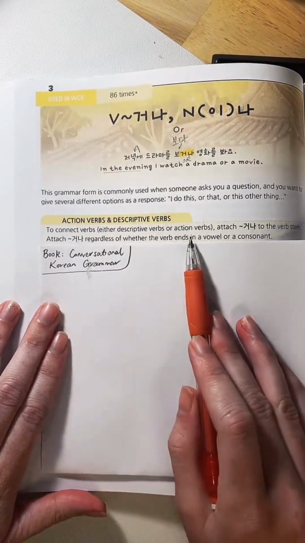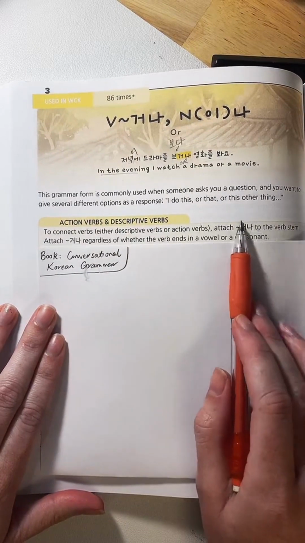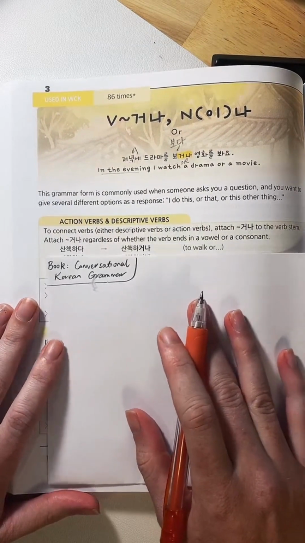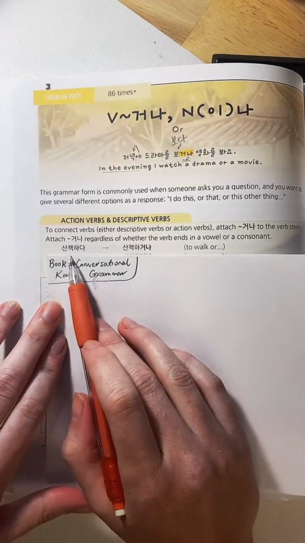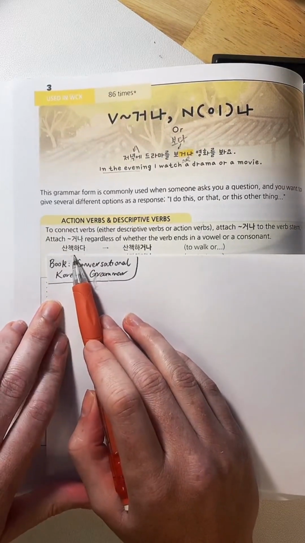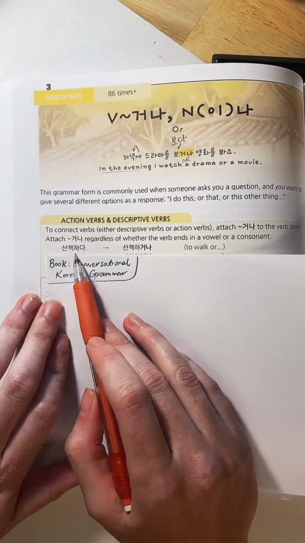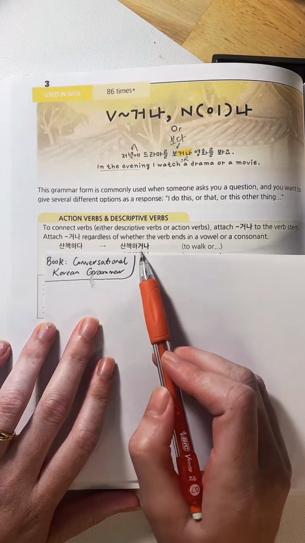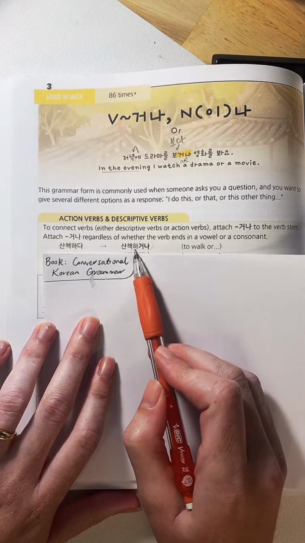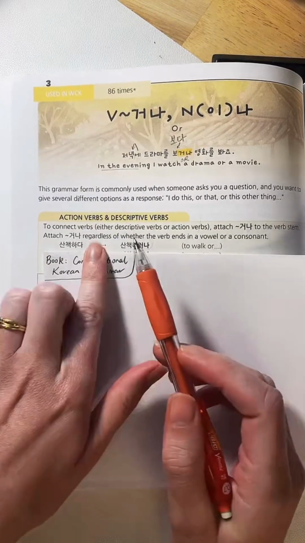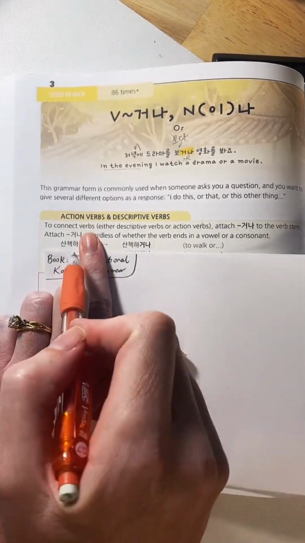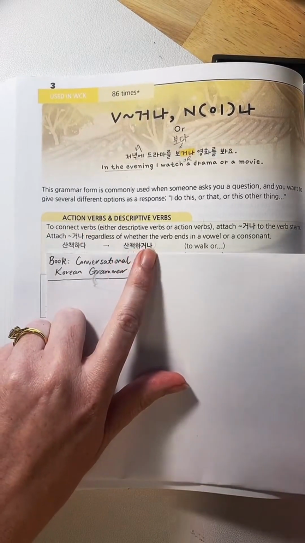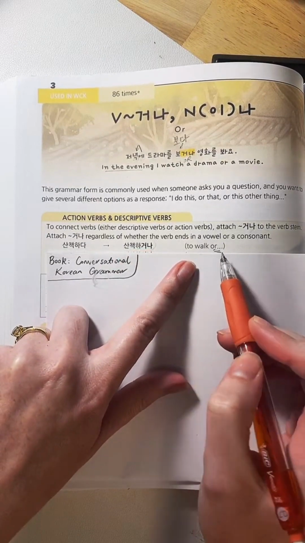Okay, so 거나 can also be used, it doesn't matter if the verb stem ends in a vowel or a consonant. You always attach 거나 to the verb stem. So for example, this verb 산책하다 means to go for a walk. To go out for a walk is 산책하다. And if you're conjugating this "or" form, you just attach it to the verb stem, which, remember, is the dictionary form minus 다. That is the verb stem. So you attach 거나 to the verb stem and it becomes 산책하거나, which means to go for a walk or something else.